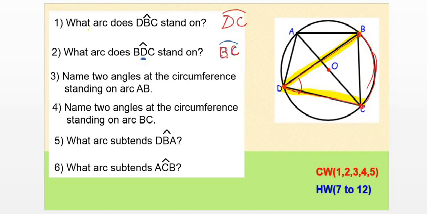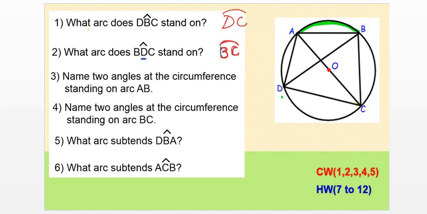And how do we write the arc? We write it with capital letters, we write both the endpoints, and we put the symbol of an arc above it. Name 2 angles at the circumference standing on arc AB. So you have to take arc AB now, right? So where is arc AB? Here is arc AB. Let me highlight it for you.